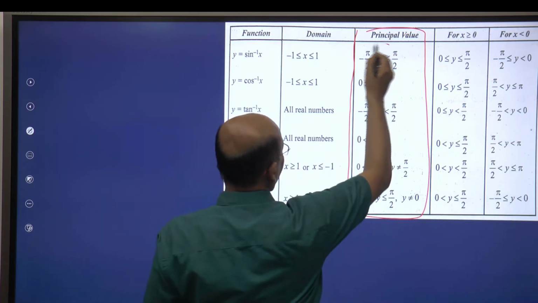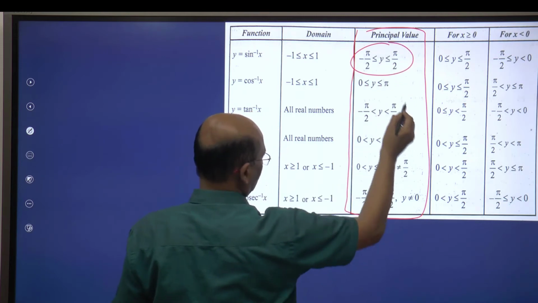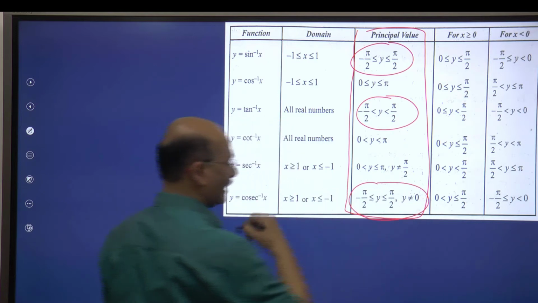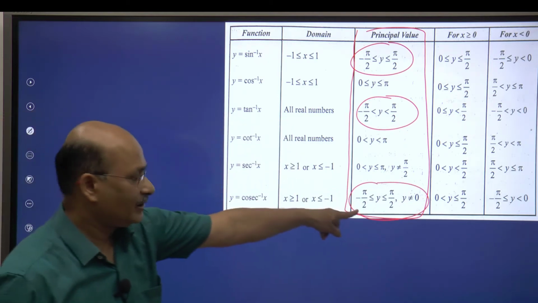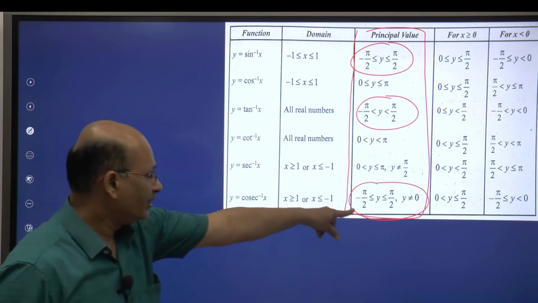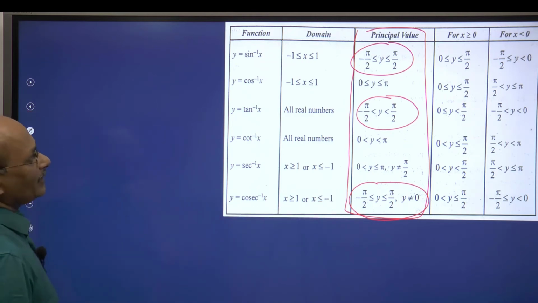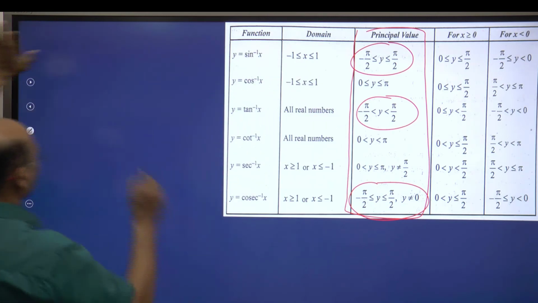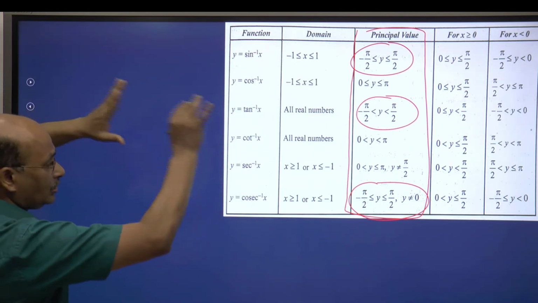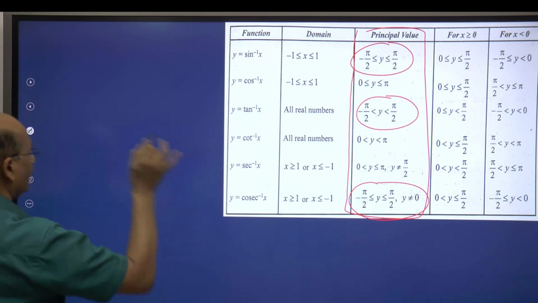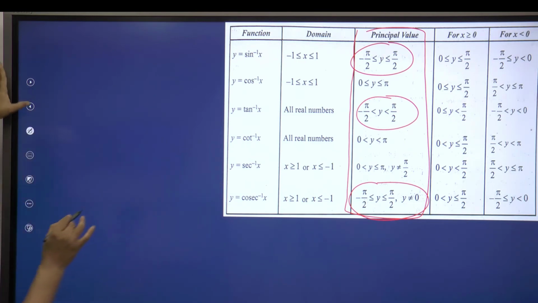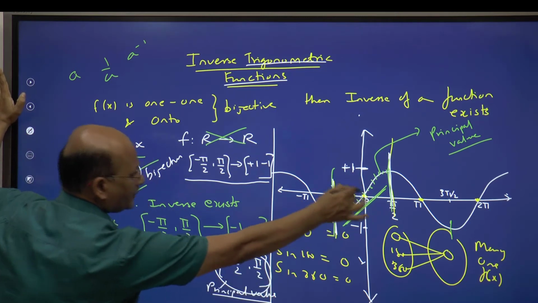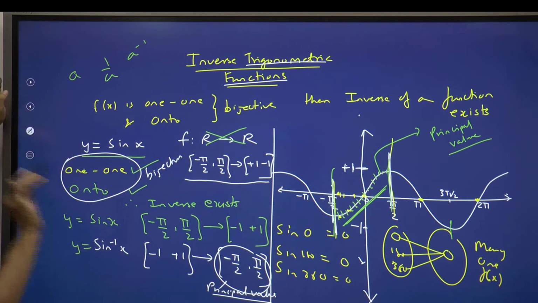If you see this, minus pi by 2 to pi by 2, minus pi by 2 to pi by 2, and minus pi by 2 to pi by 2. Now understand what is happening here. Please pay attention, this is very important. I am summarizing it so that you don't have to learn it, you can just remember it. I hope you understood the previous part, that the principal value of the sine inverse function is from minus pi by 2 to pi by 2.